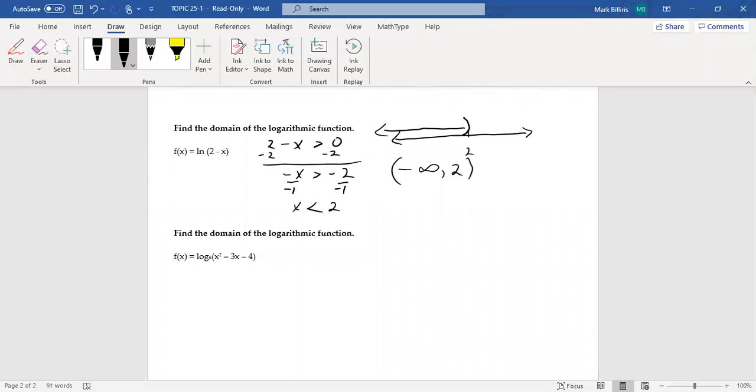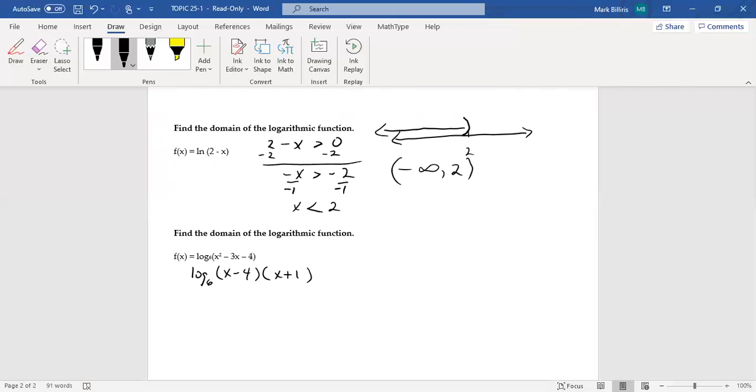The next example is a little bit more complicated. Here we have log base 6 of the quantity x squared minus 3x minus 4. So what we have to do is factor. So we'd have log base 6, using your shortcut of factoring. We're looking for the factors of negative 4 that add to negative 3. That would be a negative 4 and a positive 1.